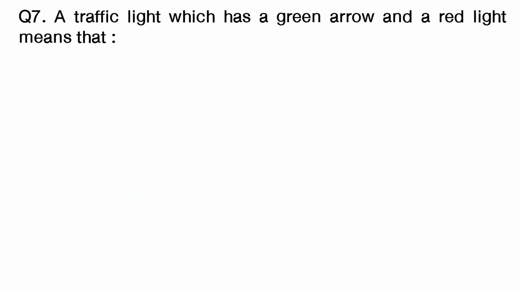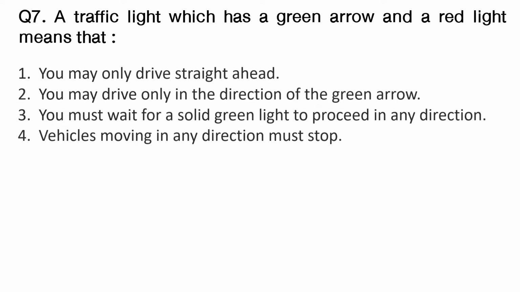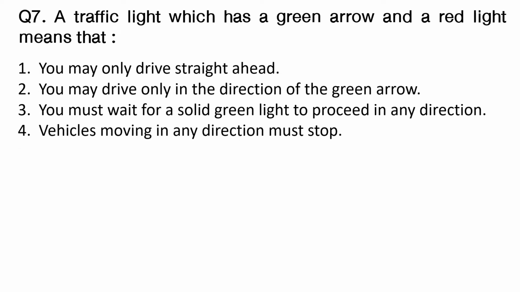Question. A traffic light which has a green arrow and a red light means that. Option number 1. You may only drive straight ahead. Option number 2. You may drive only in the direction of the green arrow. Option number 3. You must wait for a solid green light to proceed in any direction. Option number 4. Vehicles moving in any direction must stop.